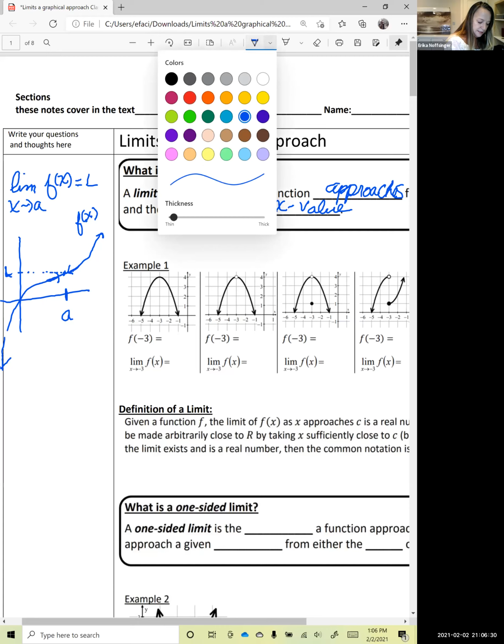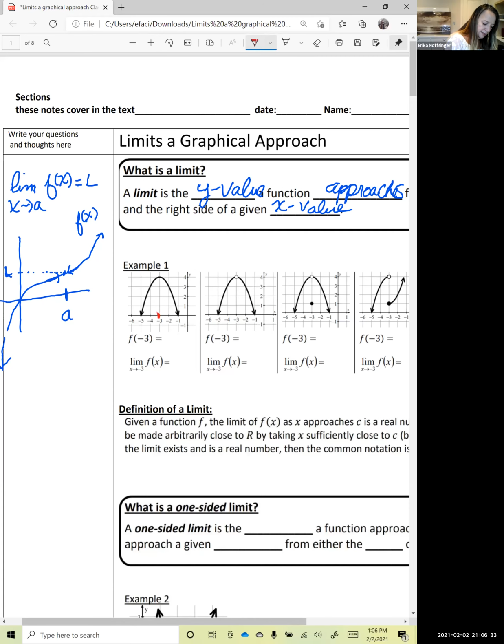So if we look at this, to note where -3 is on our graph, when x is -3, what is y? Well, that's my vertex, and my y value is 4. Now, the notation below says the limit as x is approaching -3 of f of x. And so this is where we have to look on the left-hand side of the graph and the right-hand side of the graph.